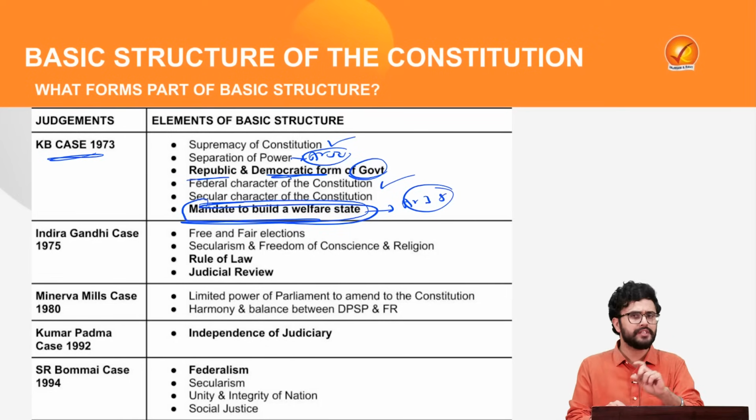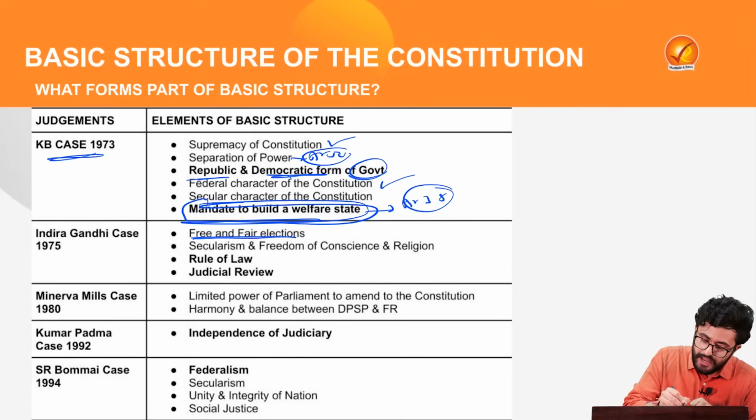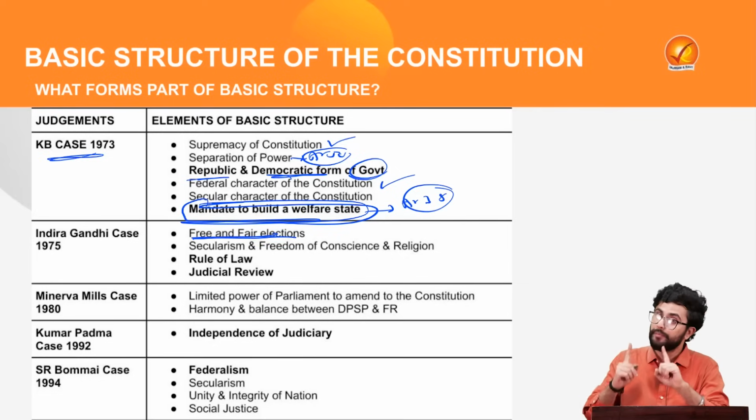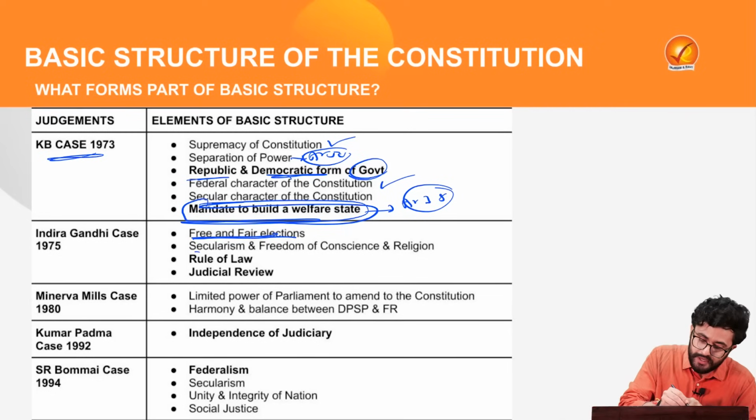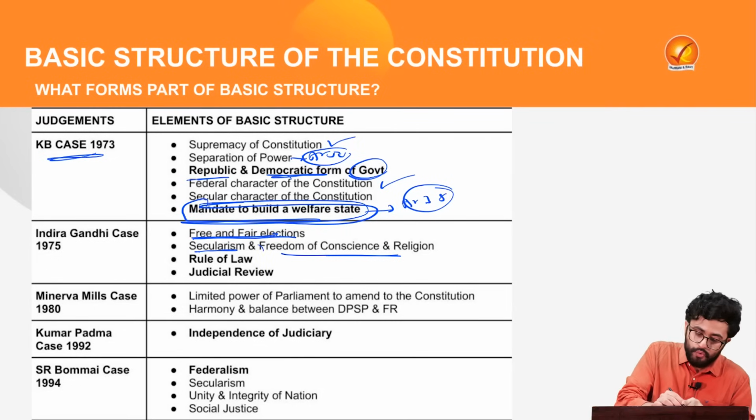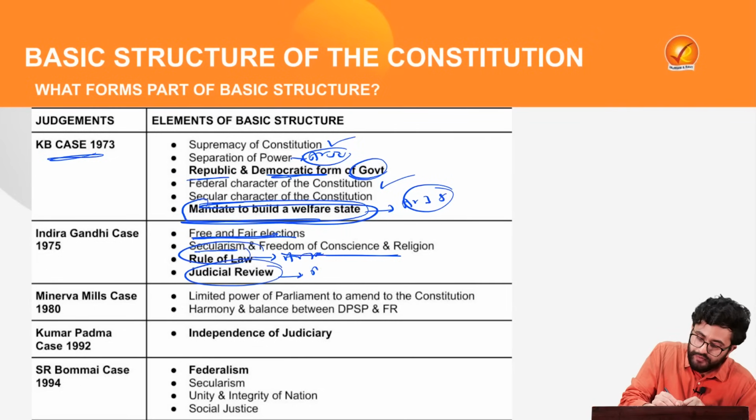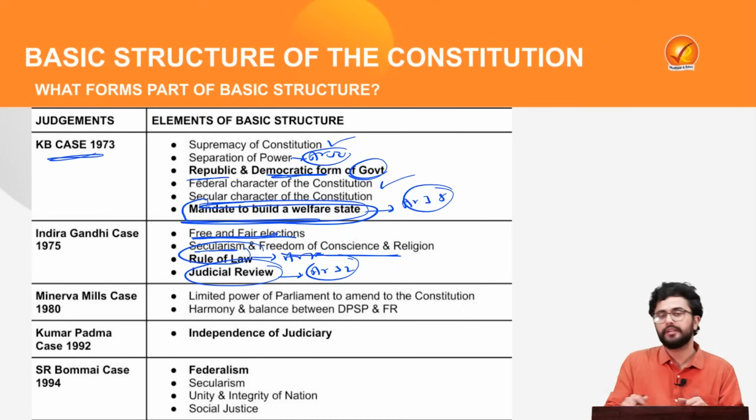In the Indira Gandhi versus Raj Narain case of 1975, the Supreme Court held that free and fair elections form part of the basic structure, along with secularism and freedom of conscience and religion, rule of law as established by Article 14, and judicial review as established by Article 32.